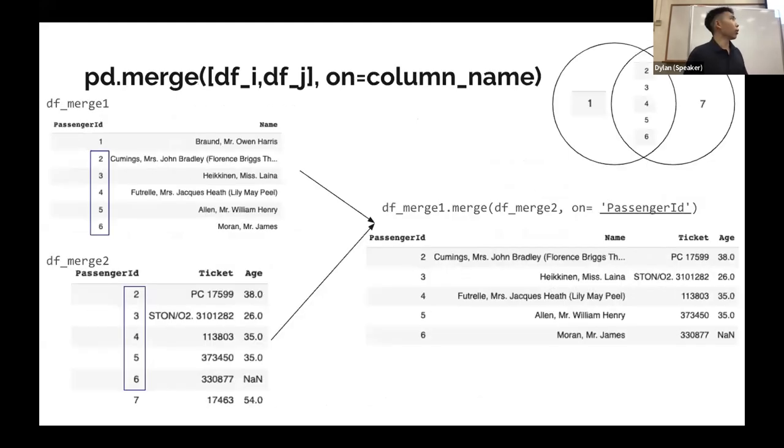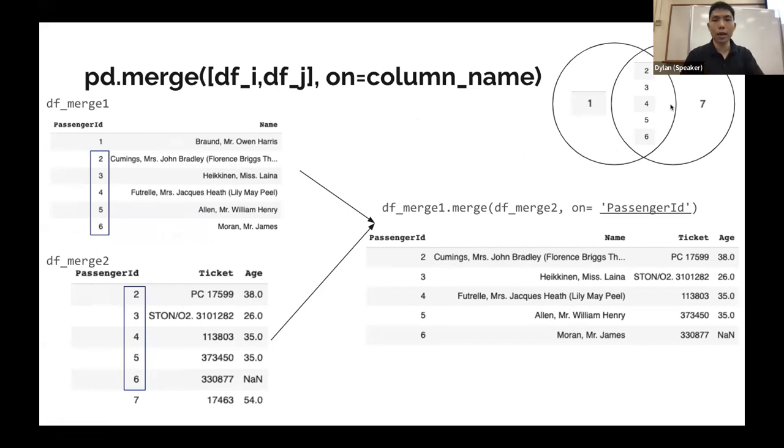Now, I'd like to go through pd.merge. This has to do with some joining functions, which I will explain slowly, something for you to digest, and something very interesting to do. So we have df merge 1 and df merge 2. By default, it's an inner join.